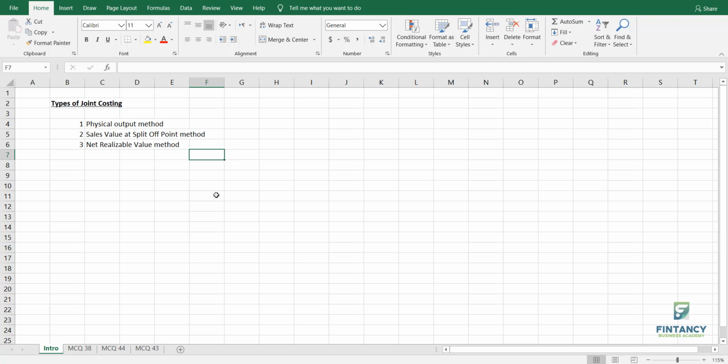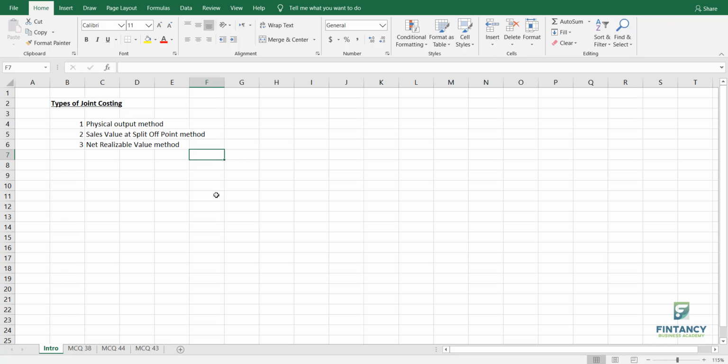Getting it? But if you look at it closely, you can argue that this is unfair. Why? Because the sales value of petrol will be more as compared to the sales value of diesel. So it means that more share should go to petrol and less share should go to diesel. Getting it? This is called sales value at split off point. What do you mean by split off point? That is the point at which the raw material will split into finished goods.